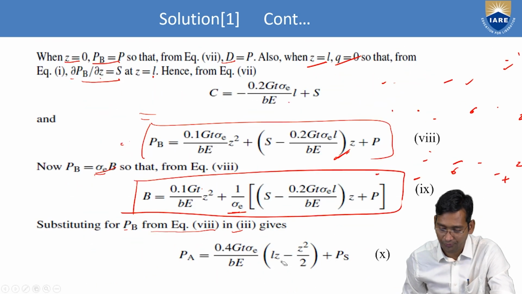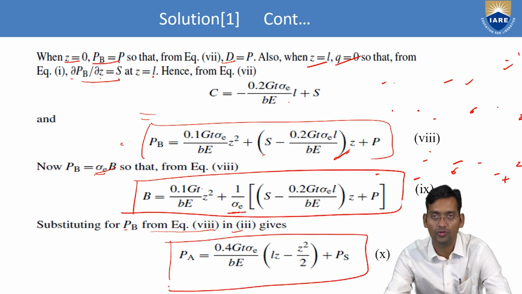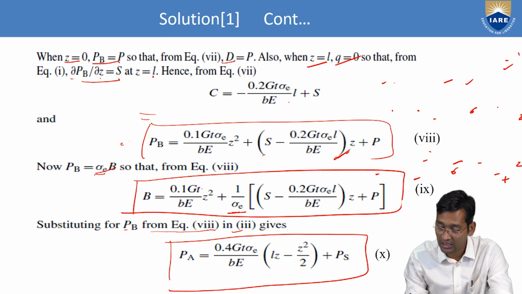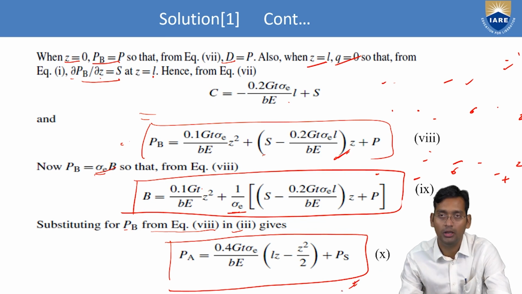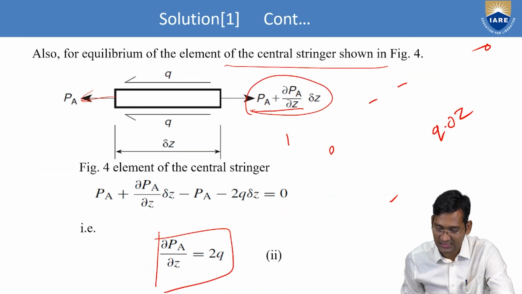Okay. So now after substituting this value there, what we will get? PA is equal to 0.4 GT sigma E by BE into LZ minus Z square by 2 plus PS. Okay. So this will be the final PA value. Right.